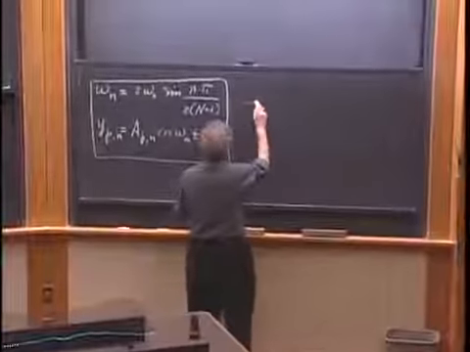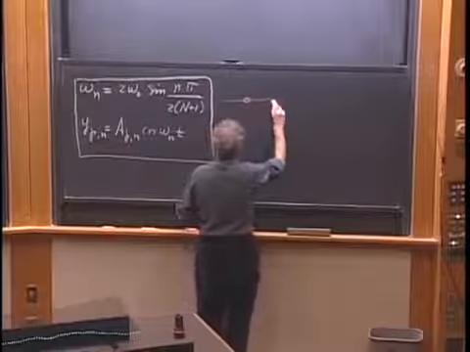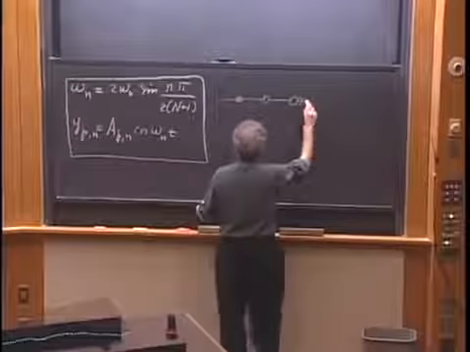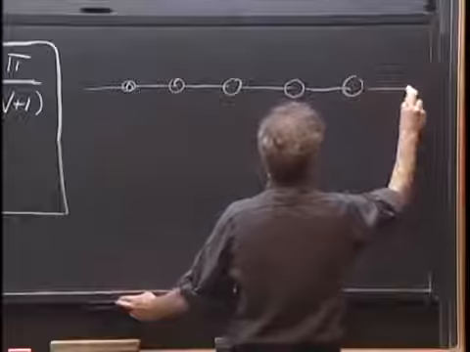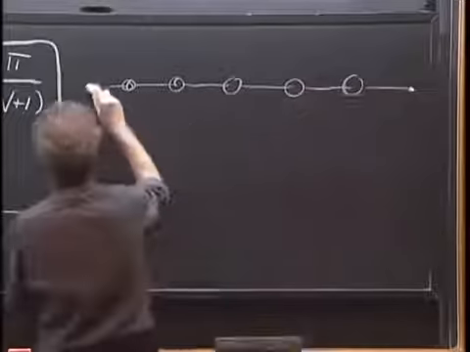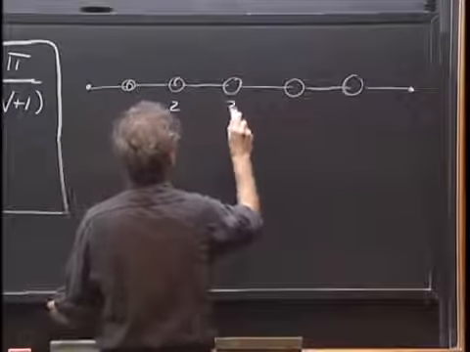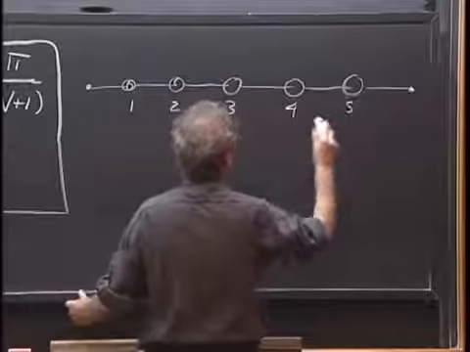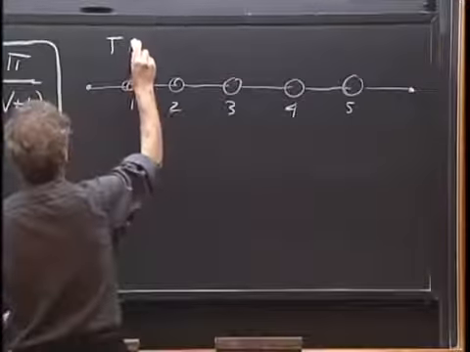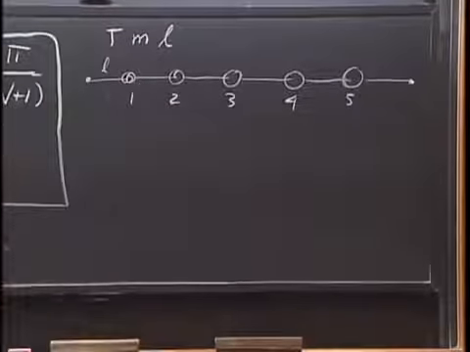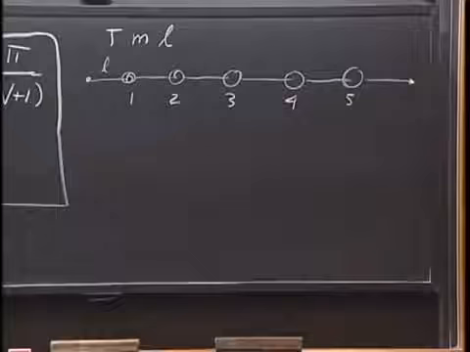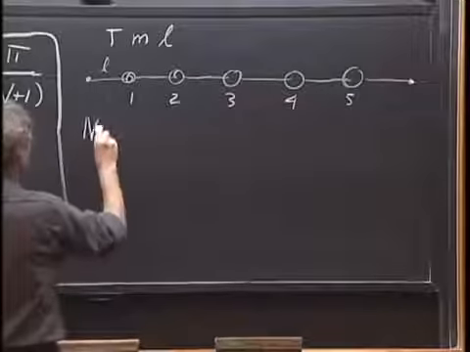I'm going to have 5 beads on a string, 1, 2, 3, 4, 5, fixed here. 1, 2, 3, 4, 5. The tension is T, the mass of each one is M, and the separation between them is L. And so N is 5.